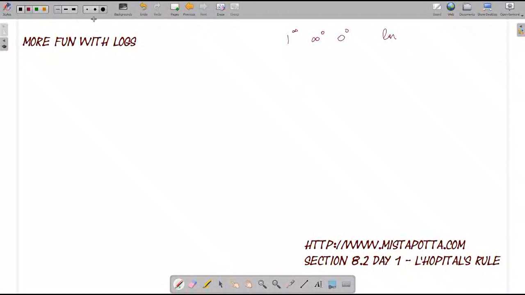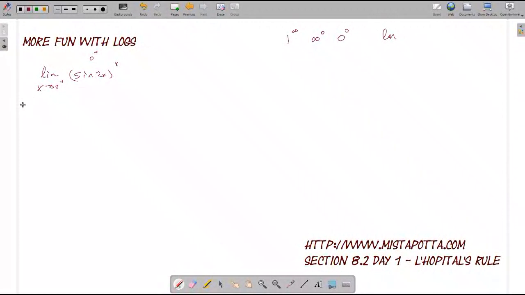So let's say that I'm looking at the limit as x approaches 0 from the positive side of sine of 2x raised to the x power. And so I see, substituting 0, this is going to give me a 0 to the 0 situation.